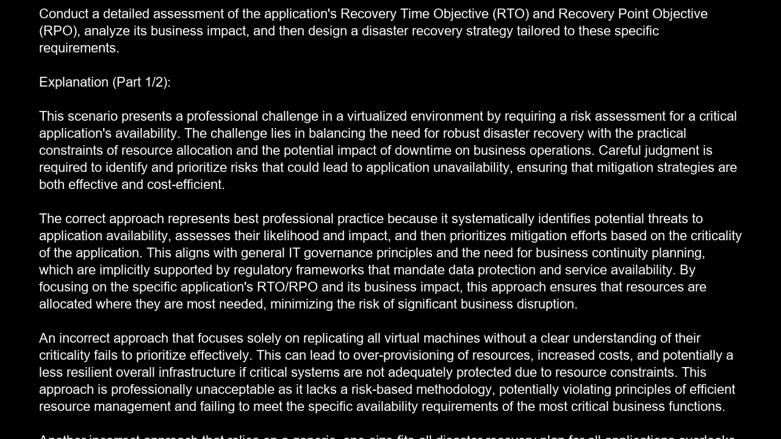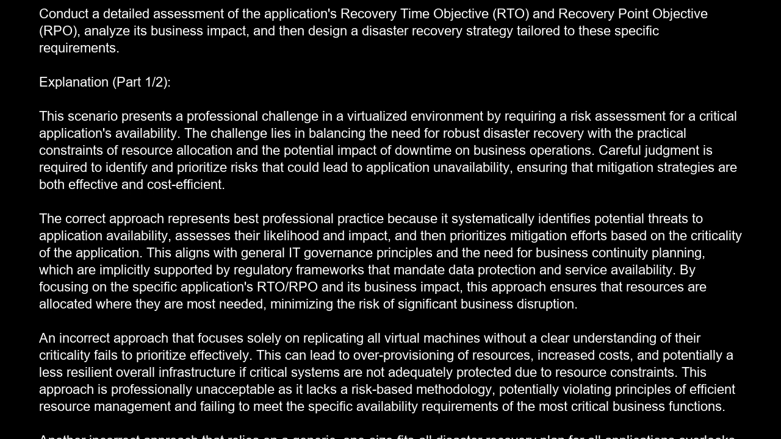The correct answer is B. Conduct a detailed assessment of the application's recovery time objective (RTO) and recovery point objective (RPO), analyze its business impact, and then design a disaster recovery strategy tailored to these specific requirements. Explanation. This scenario presents a professional challenge in a virtualized environment by requiring a risk assessment for a critical application's availability. The challenge lies in balancing the need for robust disaster recovery with the practical constraints of resource allocation and the potential impact of downtime on business operations.